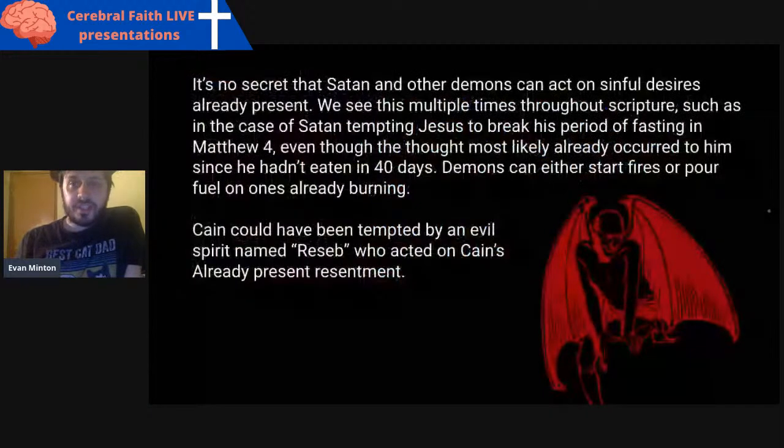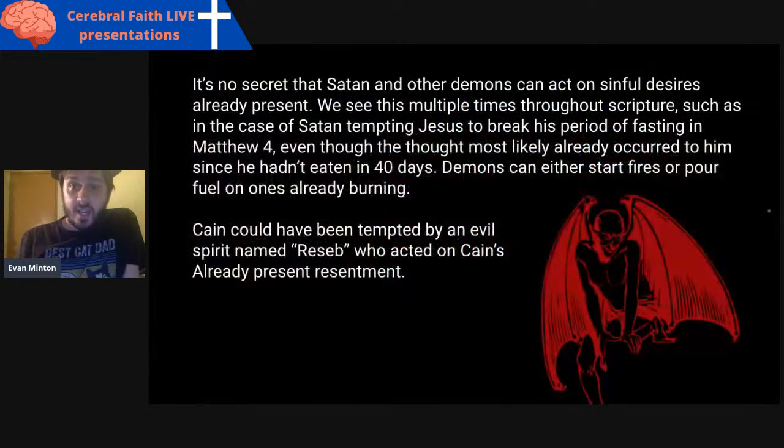We see this multiple times throughout Scripture, such as in the case of Satan tempting Jesus to break his period of fasting in Matthew 4, even though the thought most likely occurred to him, since he hadn't eaten in 4 days. Demons can either start fires or pour fuel on one's already burning. Cain could have been tempted by an evil spirit named Reseb, who acted on Cain's already present resentment.